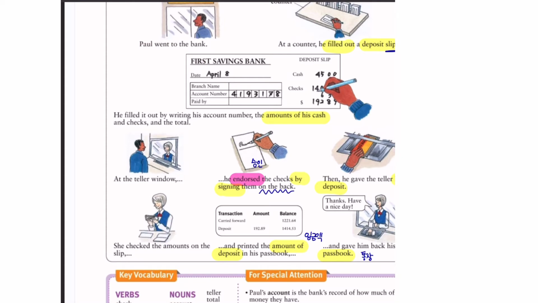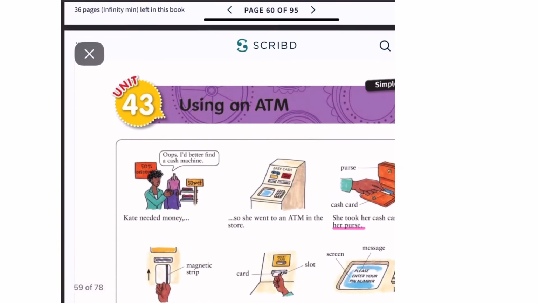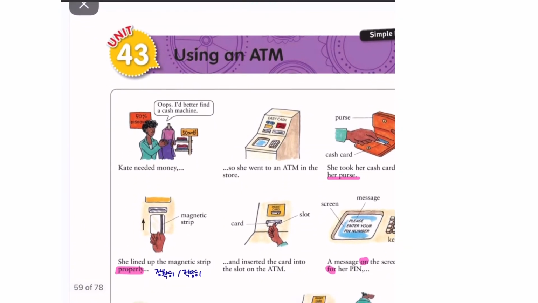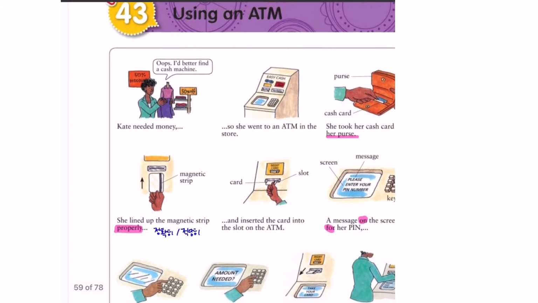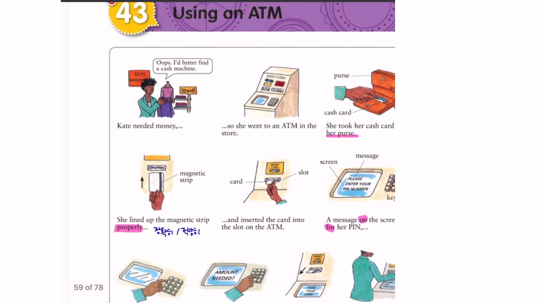Unit 43. Using an ATM. Kate needed money. Whoops. I'd better find a cash machine. So she went to an ATM in the store. She took her cash card out of her purse. She lined up the magnetic strip properly and inserted the card into the slot on the ATM.